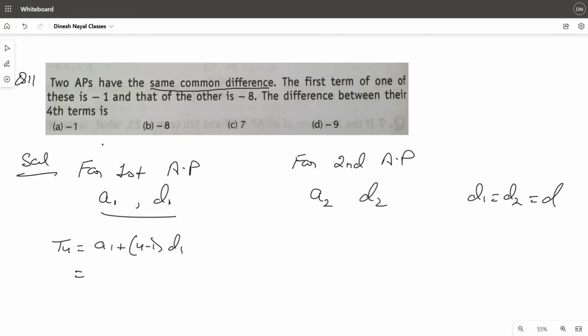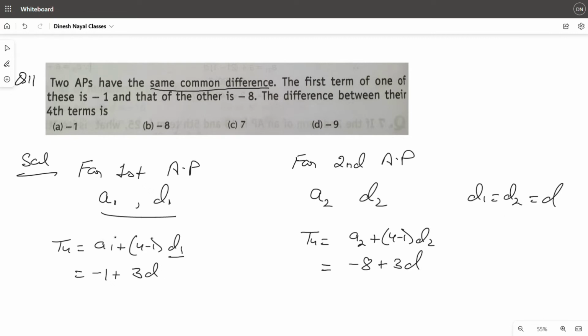So A1 for the first is actually minus 1. So minus 1 plus 4 minus 1 is 3. D1 we are taking as D. So this is 3D. And the fourth term for the second will be A2 plus 4 minus 1 into D2. A2 for this is given as minus 8. So we write minus 8 plus 3D. So this will be D.